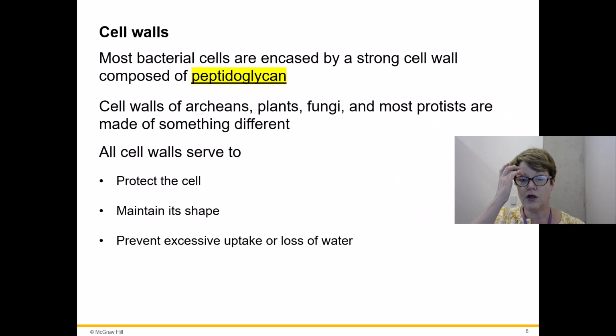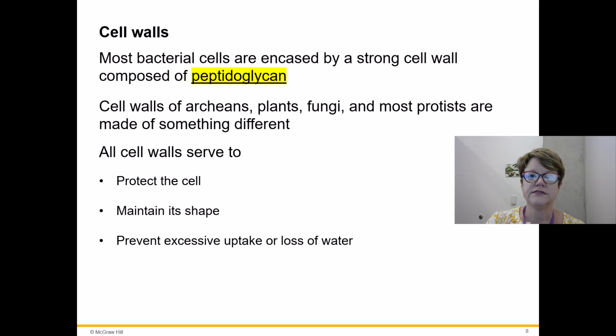As far as cell wall goes, the bacterial cells have a cell wall made of a carbohydrate called peptidoglycan. We talked about some carbohydrates in chapter 3. And in this case, we're talking about a type of carbohydrate called peptidoglycan. It has a very particular structure that we're not going to study or learn, but it is a carbohydrate. It falls into that category.